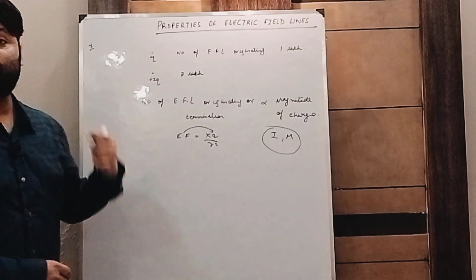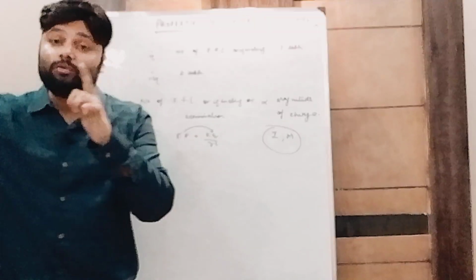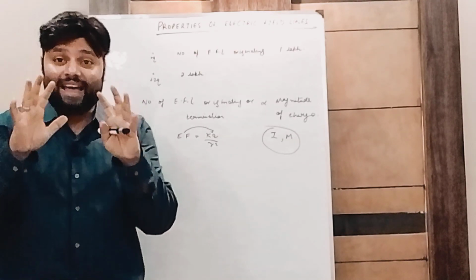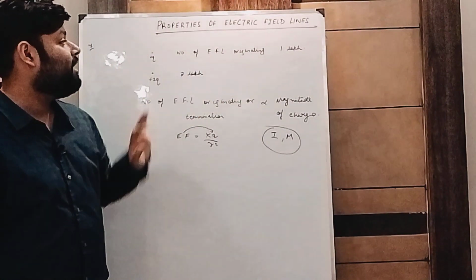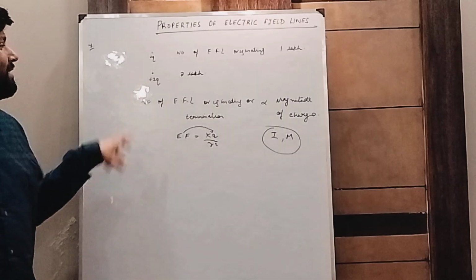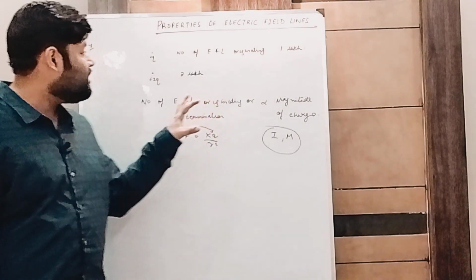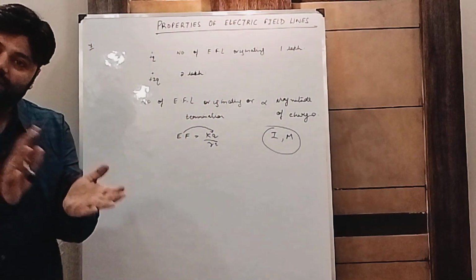And we saw in the last property that the intensity was directly proportional to density also. And that gave us the idea about the number of electric field lines, and hence this property came into origination. See, all these are interrelated only. We are just studying it in isolation to understand it well.